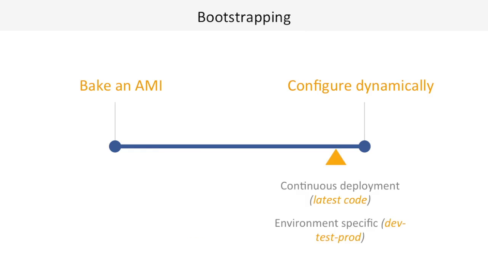Versus moving towards the right on this sort of balance, things like your latest code, if you're doing continuous deployment, or environment-specific properties that need to be configured as an instance comes up, these should be done dynamically via bootstrapping. So you're talking about finding the right balance between baking an AMI and minimizing your management overhead versus configuring something dynamically.